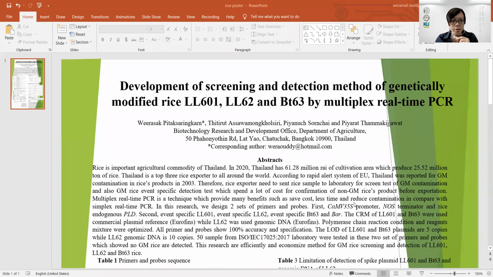I want to present the poster presentation. The title is Development of Screening and Detection Method of Genetically Modified Rice, LL601, LL62, and BT33 by Multiplex real-time PCR.